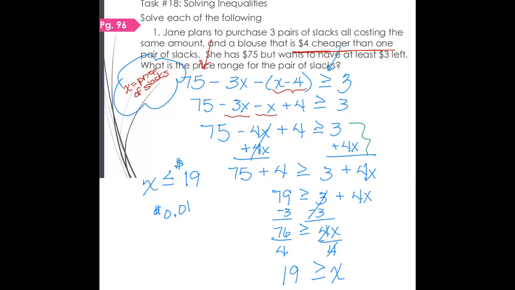1 cent up to $19. That is the range if she still wants to have $3 left. But again, this is not the only way you could have done this problem. It's probably not the way I would have done this problem. But that's okay. That is the beauty of math, and that is the angst of math, that there are so many different ways. Does anybody want to quickly show or give me an idea of how they might have done it a little differently?